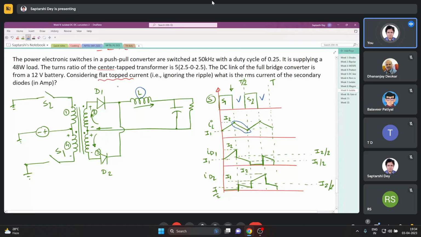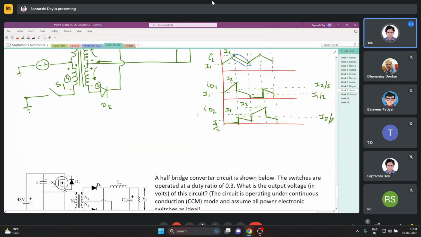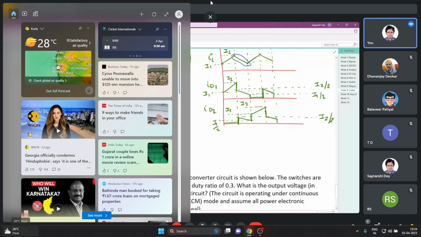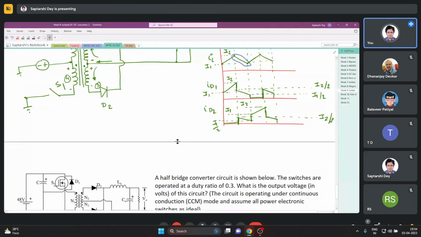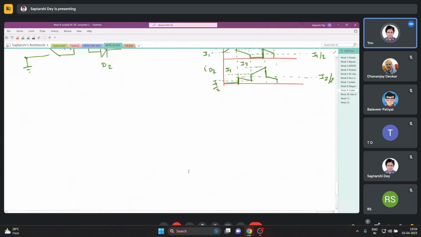So what you can say is that when they said flat topped current, they meant the inductance value is so large that the inductor current is flat topped. Now, if the inductor current is flat topped, then what is the value of the inductor current?